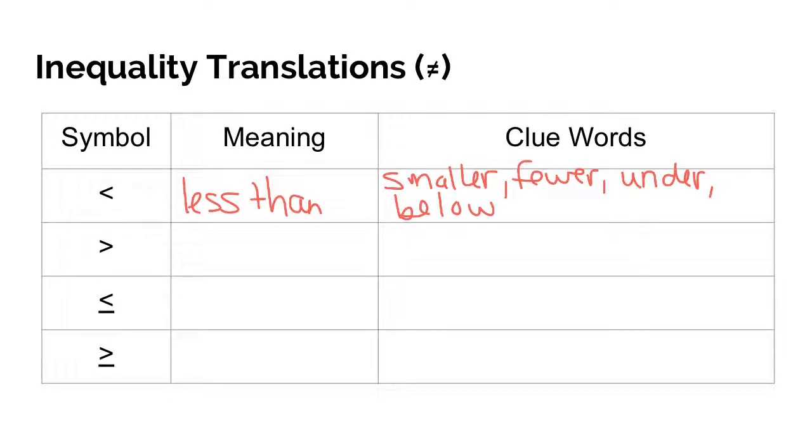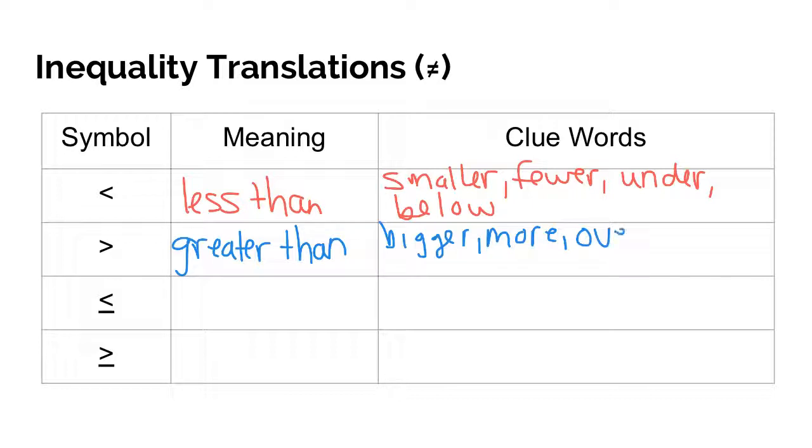Next symbol, this is greater than. Some clue words might be that something is bigger or more, over and above. Those kinds of words will clue you in that you have a greater than symbol.